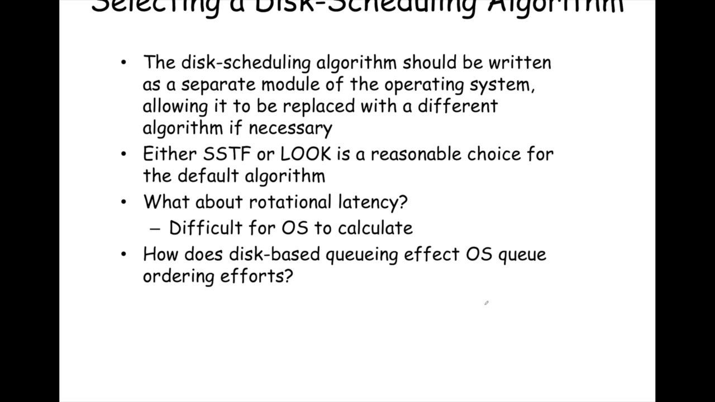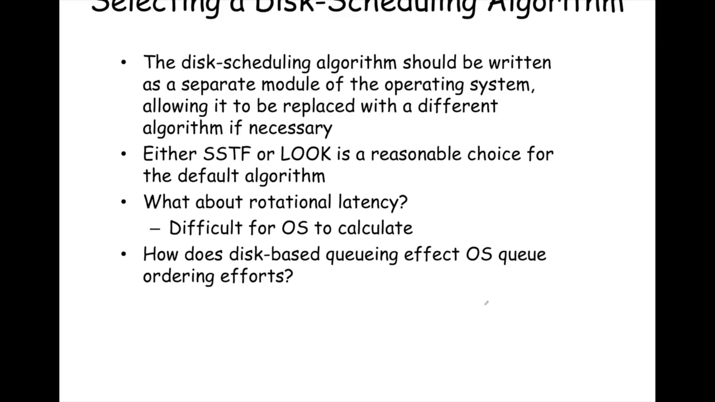And so the disk scheduling algorithm certainly should be written as a separate module from the operating system, and this allows you to replace your scheduling algorithm to impact dramatically the performance of your operating system based on the work set and the application load and application workflows that you might be running. And either shortest seek time first or look is a reasonable choice for your default, but you could certainly change it quite easily if you have the disk scheduling algorithm written as a separate module that you could swap in and swap out when you want to change something.